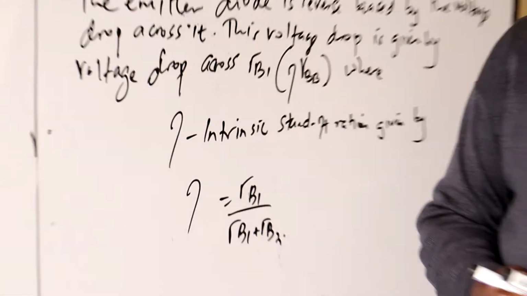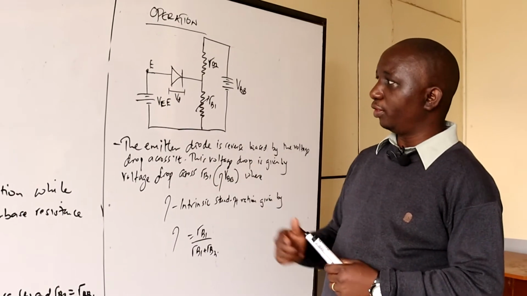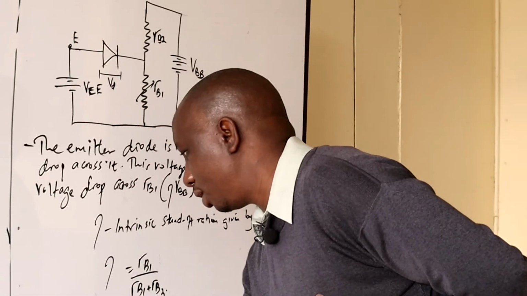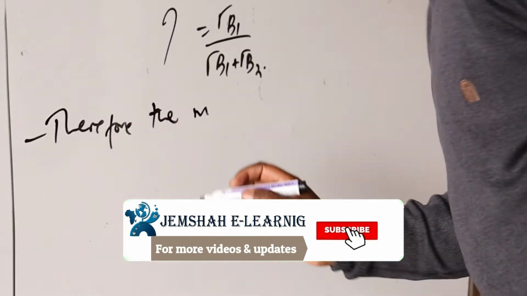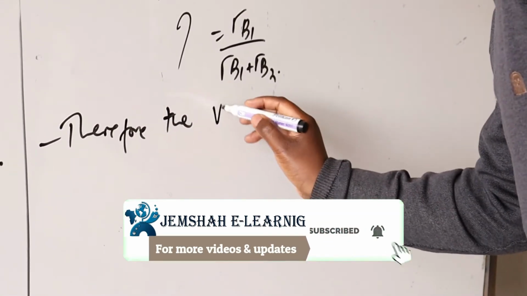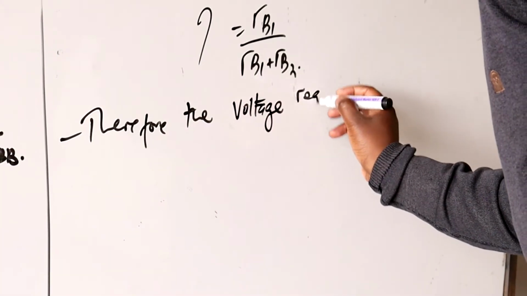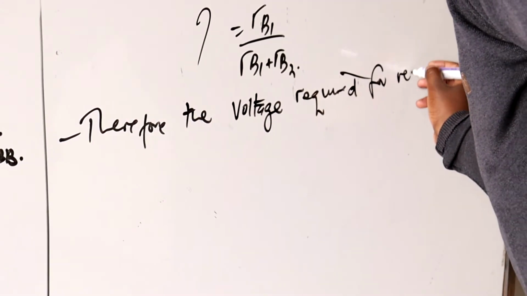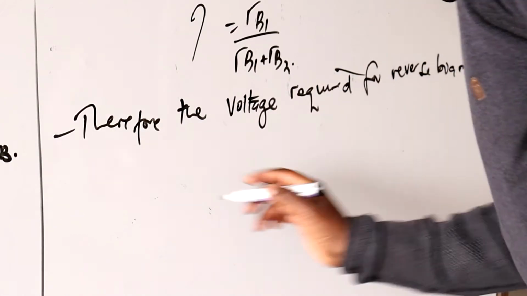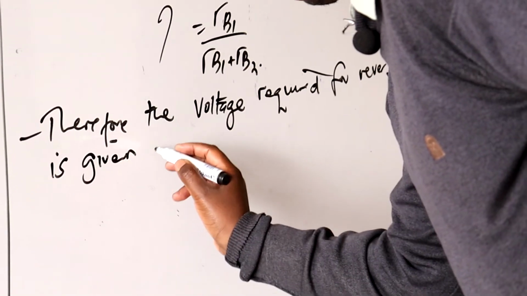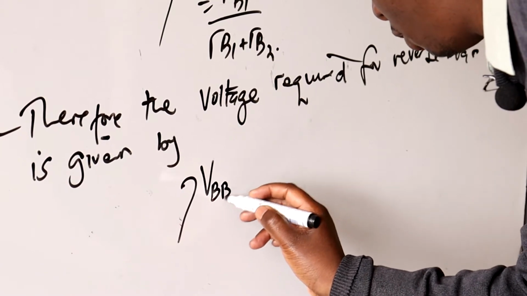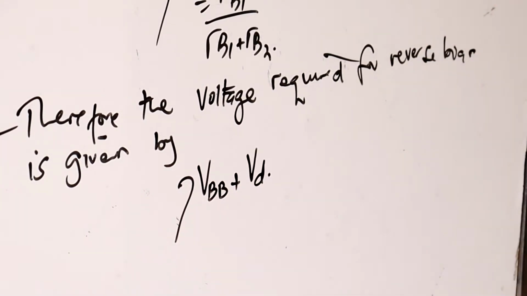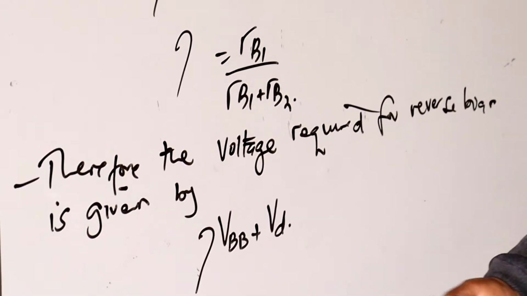So this reverse bias voltage adds on the voltage drop across the diode. Therefore, the minimum required voltage for reverse bias is given by this nu VBB plus the voltage across the diode. So this is the total voltage that will reverse bias this circuit, because it's going to be additive to the voltage drop across the diode, which is also reverse bias.